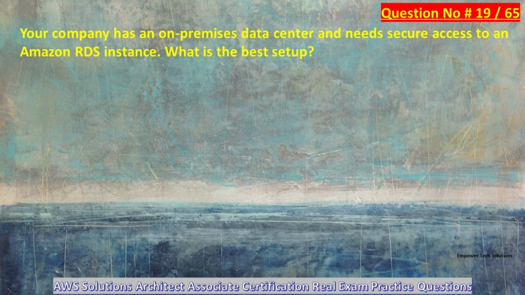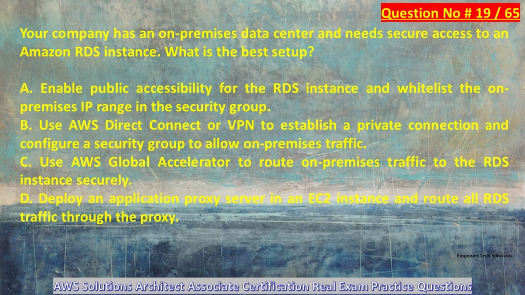Your company has an on-premises data center and needs secure access to an Amazon RDS instance. What is the best setup? A. Enable public accessibility for the RDS instance and whitelist the on-premises IP range in the security group. B. Use AWS Direct Connect or VPN to establish a private connection and configure a security group to allow on-premises traffic. C. Use AWS Global Accelerator to route on-premises traffic to the RDS instance securely. D. Deploy an application proxy server in an EC2 instance and route all RDS traffic through the proxy.